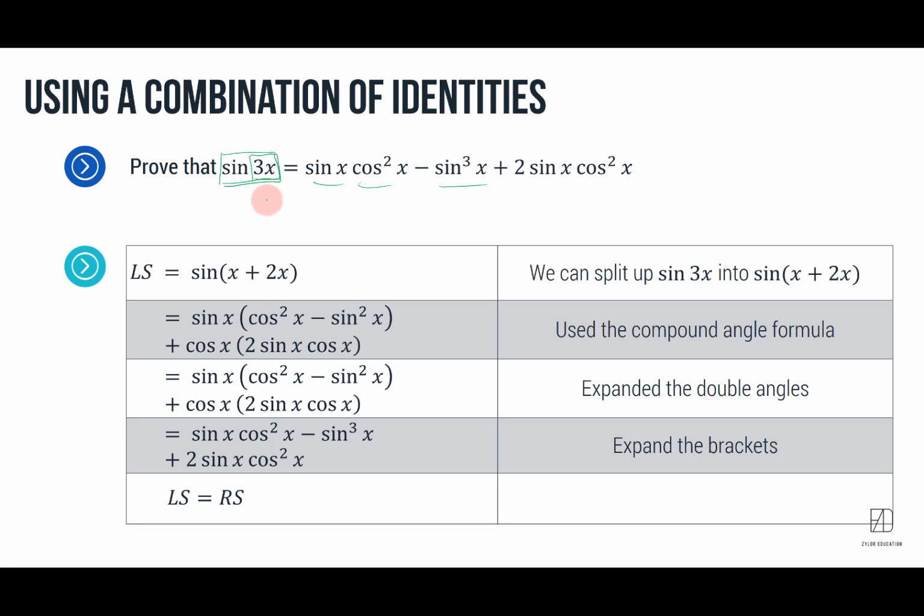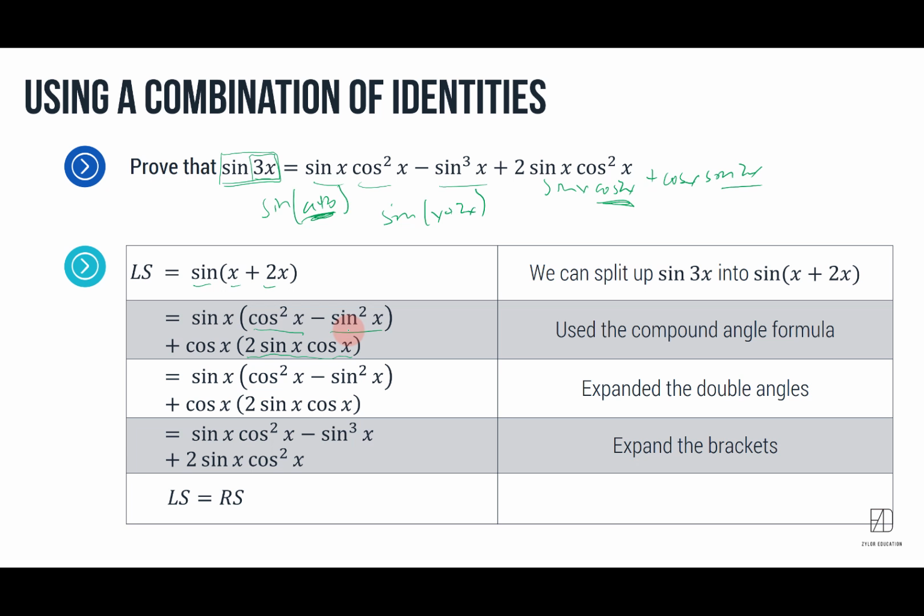Well, we know that compound angles are two angles that are being added together to get a different angle. In this case, we have 3x, so that means we can use sin(x + 2x). So we'll start with that. If we expand that using our compound angles, that should be equal to sin x times cos 2x plus cos x times sin 2x. But we know that cos 2x is equal to cos squared x minus sin squared x, and sin 2x is also equal to 2 sin x cos x.